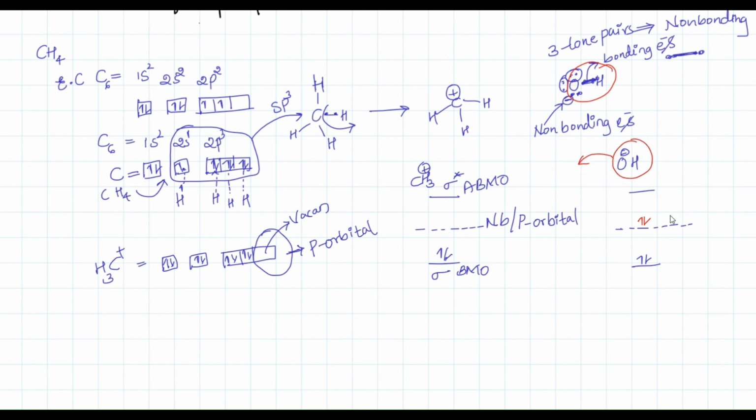Then this non-bonding becomes HOMO, right? The HOMO of one molecule will react with the LUMO of another molecule. Then the product will be formed. This is the theory of Frontier Molecular Orbital Theory.